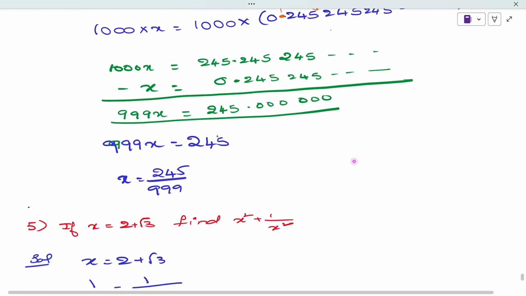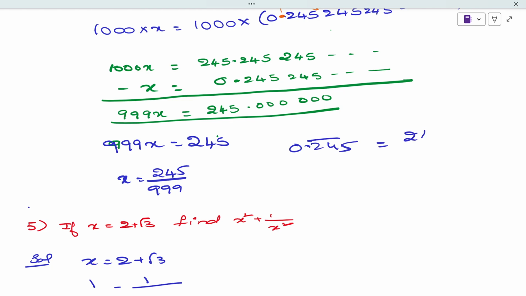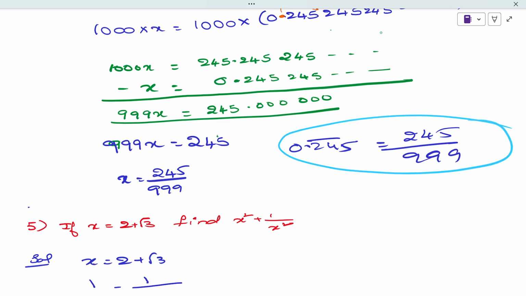999x equal to 245. Now we have to find the value of x, that is 245 by 999. So we can write x, which is nothing but 0.245 bar, equal to 245 by 999. This is your answer. Next we will go for the next problem in the next section.